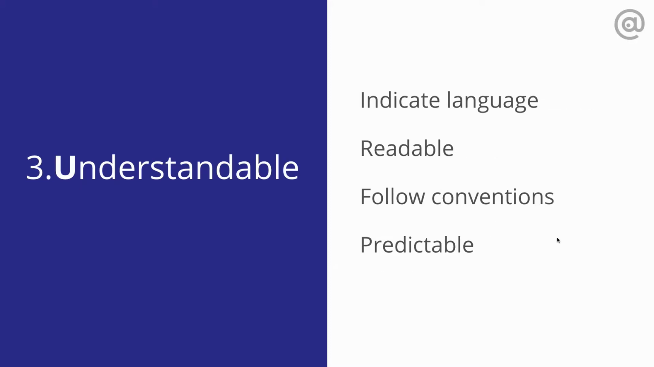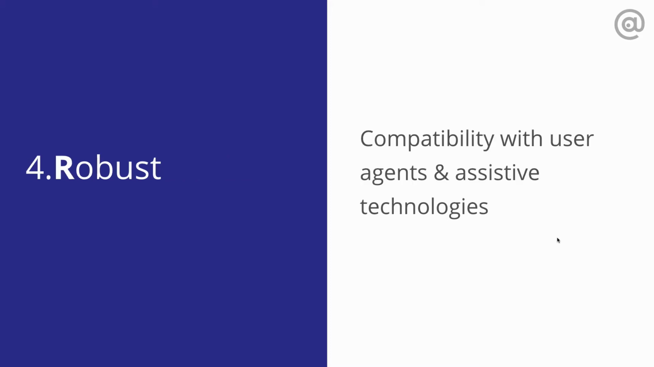The third one is understandability, which means that you need to make your text understandable for those who use screen readers. For example, you need to indicate the language at the very beginning of the email, follow copywriting conventions in a predictable way, and most importantly, make your text readable in terms of design and content as well. Your content needs to be robust enough to be compatible with all sorts of different user agents and assistive technologies that people with disabilities use.